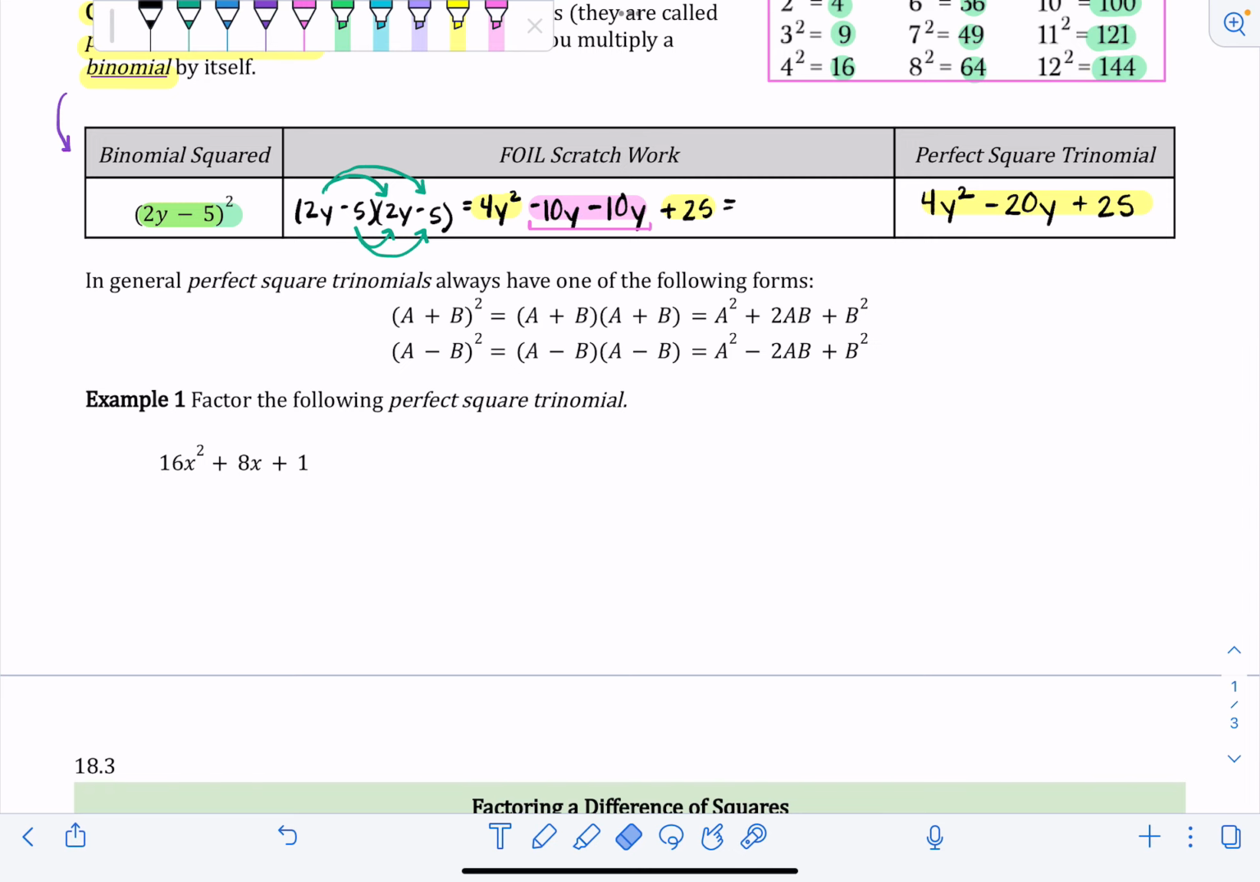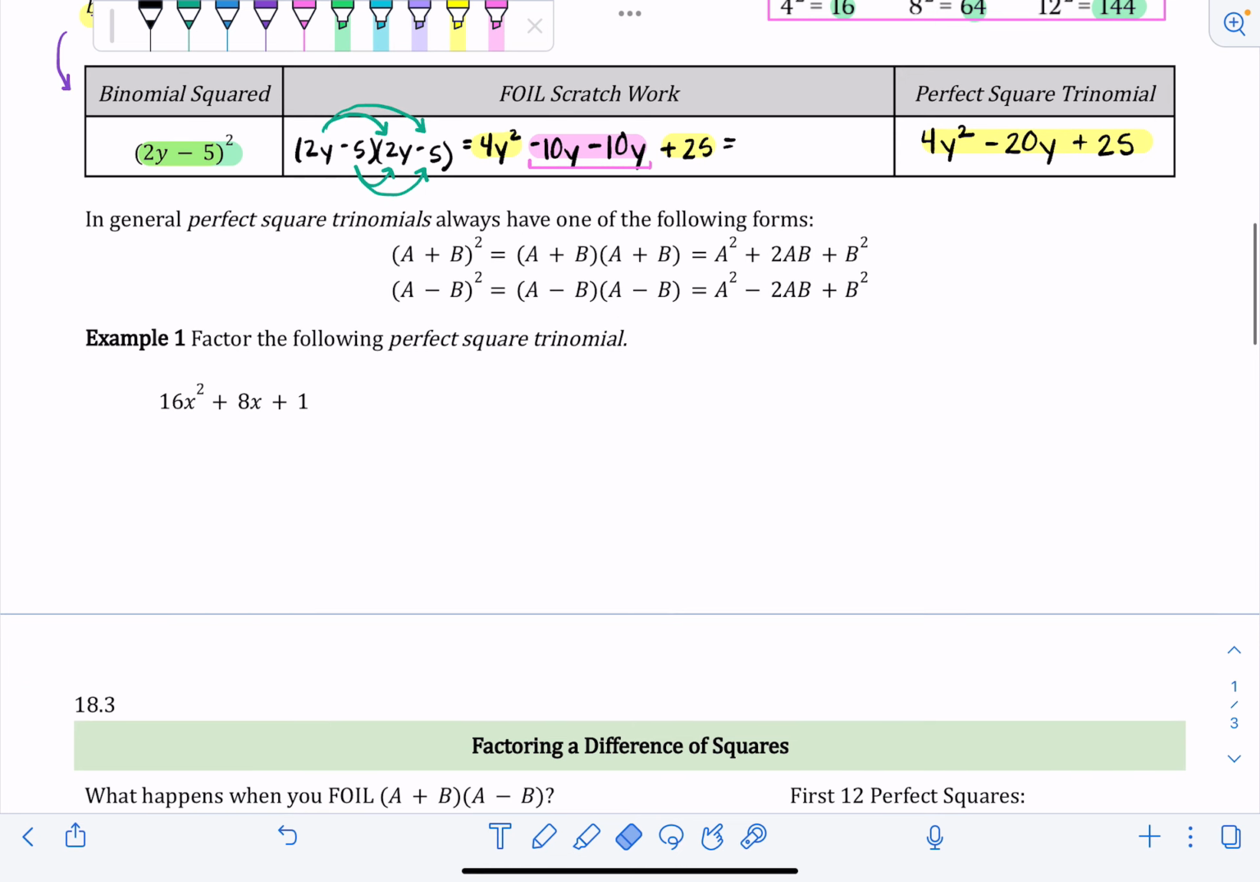Okay, so if we look at example 1, it says factor the following perfect square trinomial: 16x squared plus 8x plus 1. When we factor something, we're actually going backwards from these formulas. So we would be starting here at one of these two, and then finishing here.